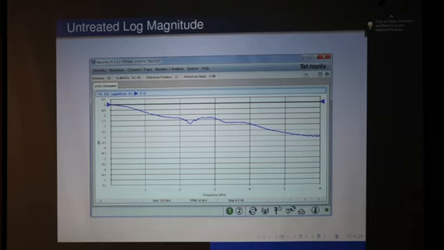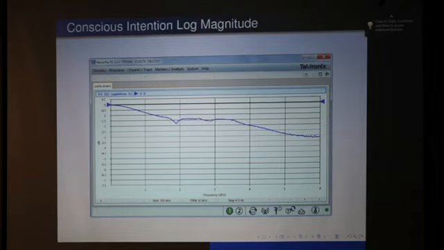So what is the conscious intention protocol? So this is what you just saw before, untreated. This is after conscious intention.